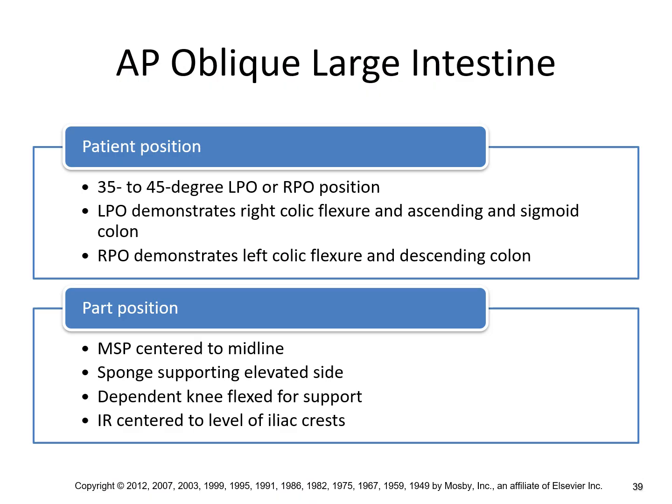All right. So I did go into the AP obliques. Those are your LPOs and RPOs. This is very much as far as what's visualized. And for your obliques, you can use the 45-degree angle sponge. It works just fine. But it still shows off the colic flexures. So the hepatic flexure and splenic flexure are still the area of interest. It's for all 4 obliques.